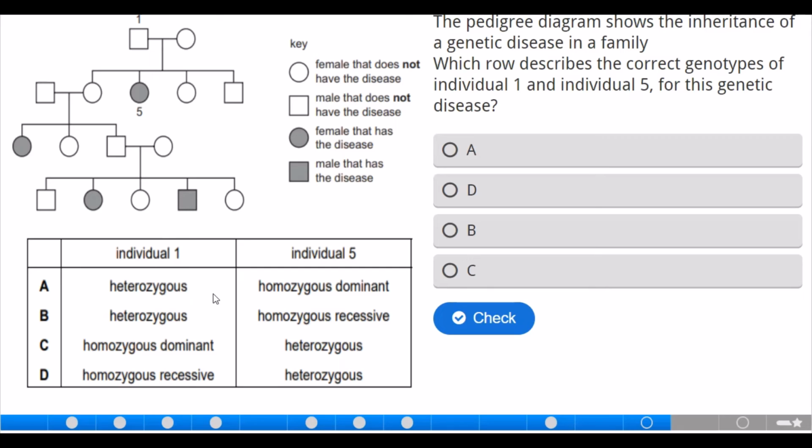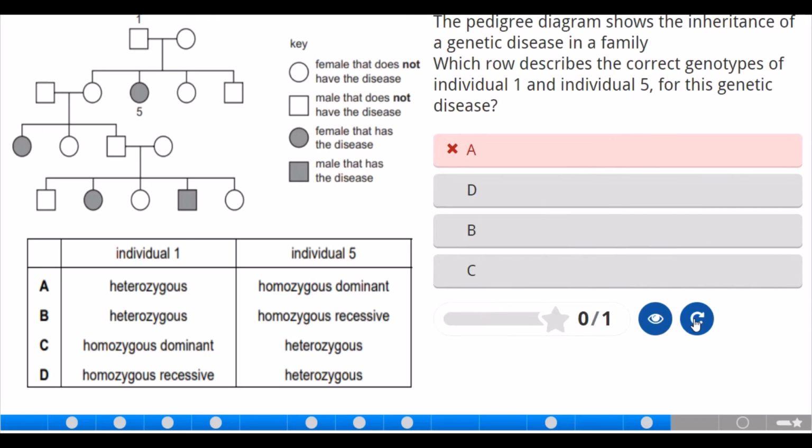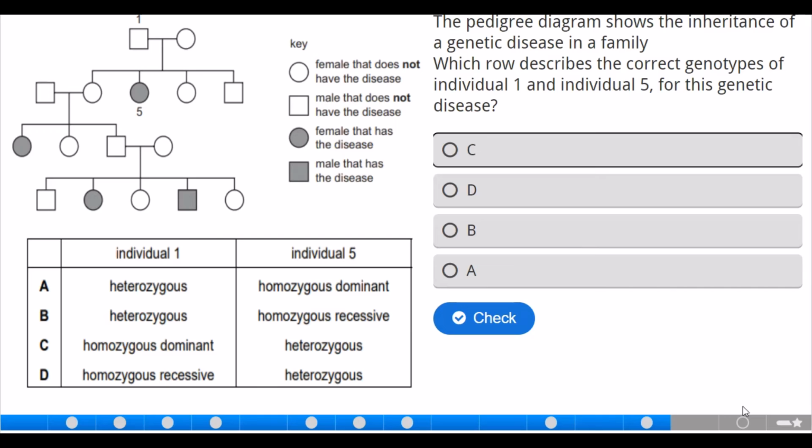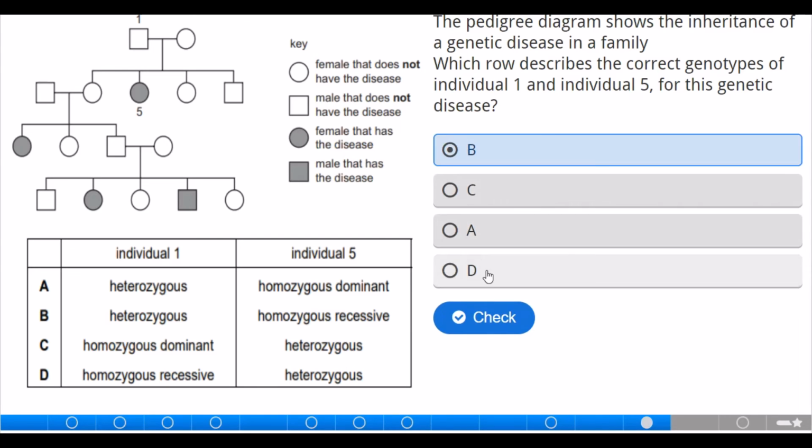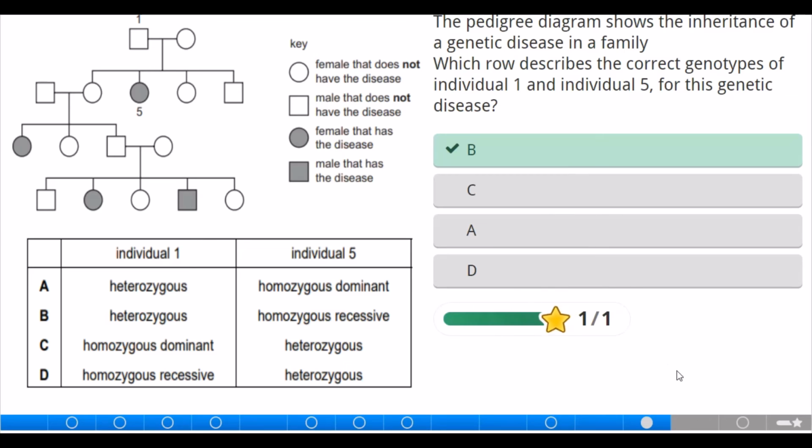On the first line here, we have heterozygous and then homozygous dominant. The correct answer for this is B. It is heterozygous for individual one, and then homozygous recessive for individual five.